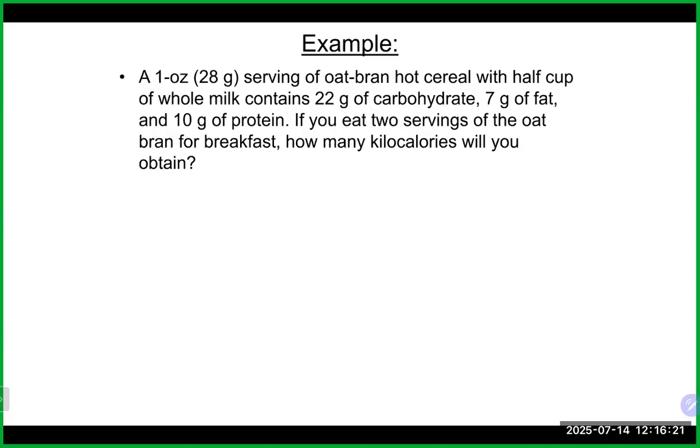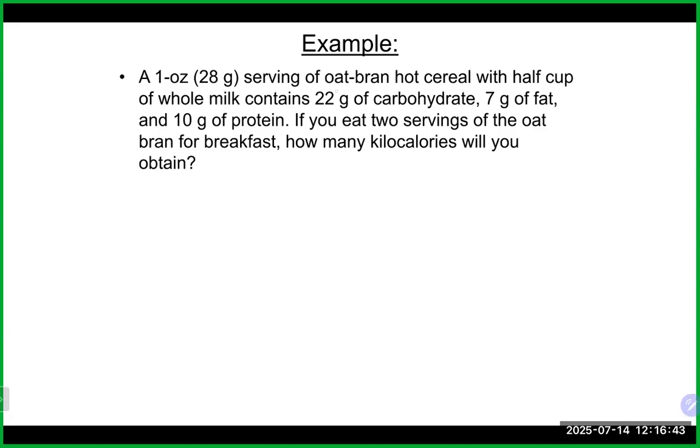All right. So, for example, if we have 1 ounce serving of oat bran cereal with some milk, and it contains 22 grams of carbohydrates, 7 grams of fat, and 10 grams of proteins. If you eat 2 servings of oat bran for breakfast, how many kilocalories did you obtain?